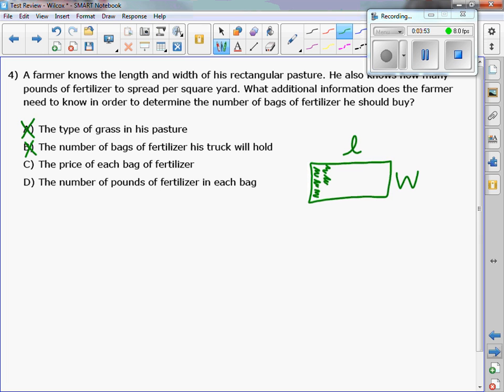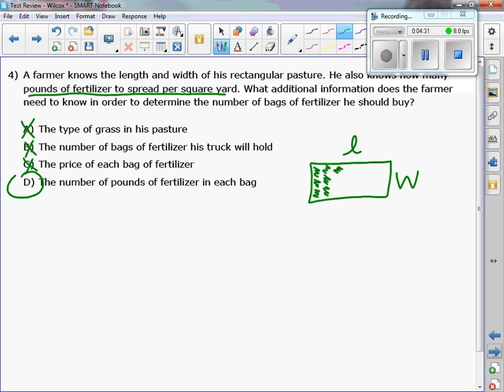The price of each bag, well, nowhere in this question is it asking us anything to do with price. It's not asking us to find the price for him to fertilize his yard or his garden. So the price is definitely not an answer choice that we want to look for. The number of pounds of fertilizer in each bag. That's going to be our answer choice because we know how many pounds he's going to need because it tells us he knows how many pounds of fertilizer per square yard. We just need to know how many pounds are in each bag to help us figure out how many bags he would need to buy.